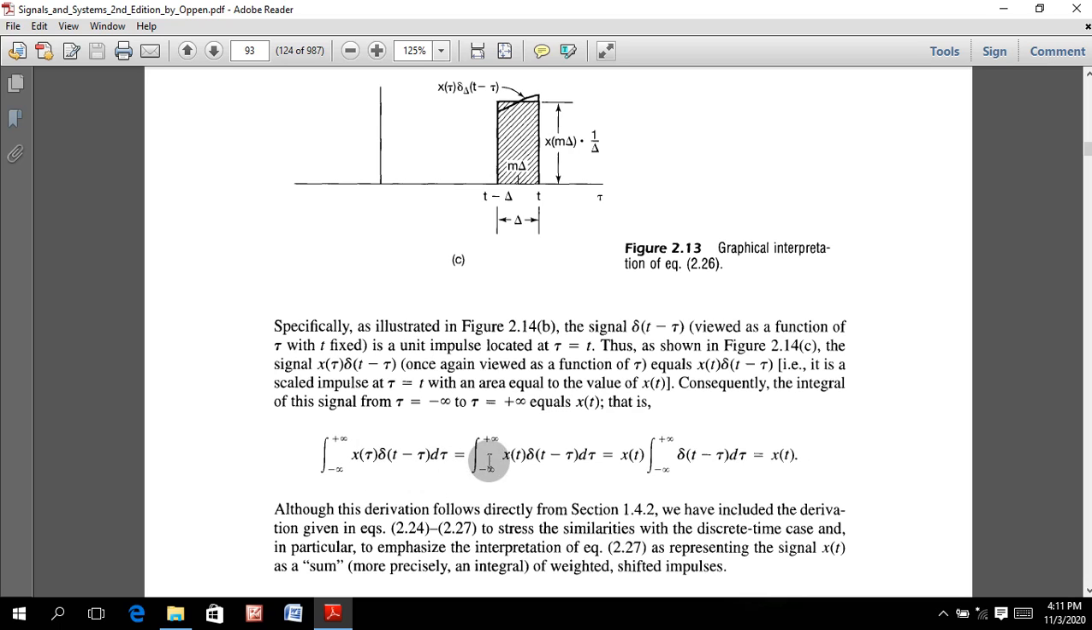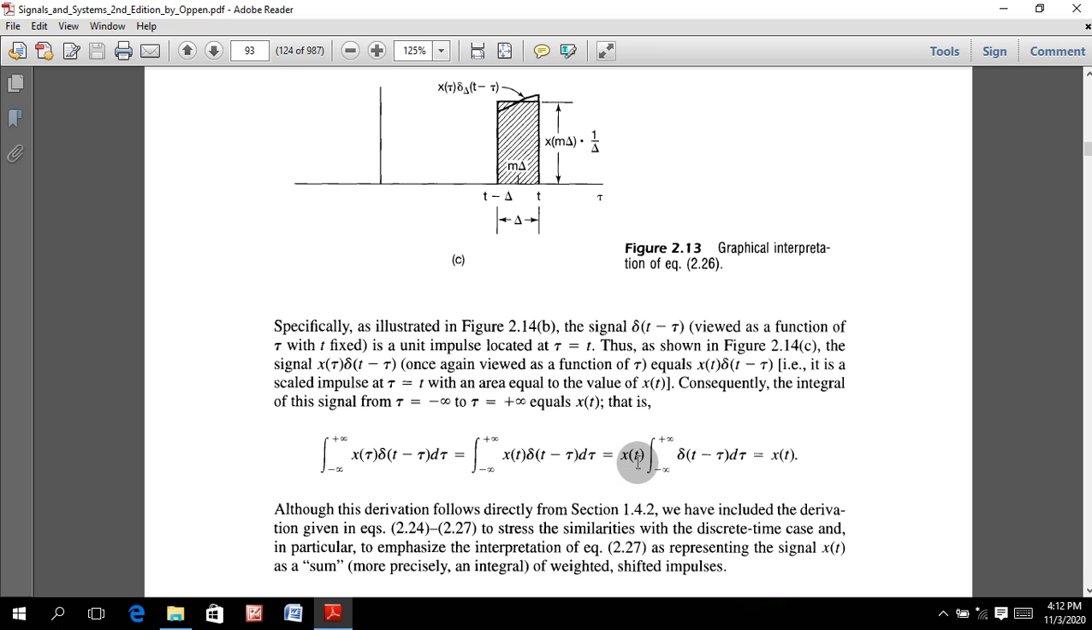Now x of tau can be written as x function of t, del t minus tau d tau. This function is a constant for d tau, and it is not required to integrate this specific x function of t, the continuous input signal. So if we just put it out of that integration, we will have del t minus tau d tau, from minus infinity to plus infinity, which will only provide you the value of 1. And now if you multiply the value, this is the same process practically.